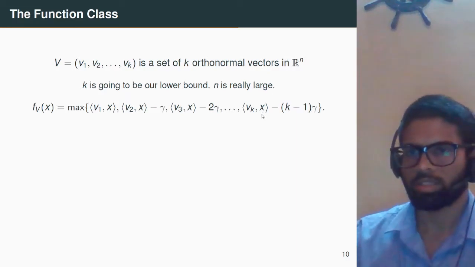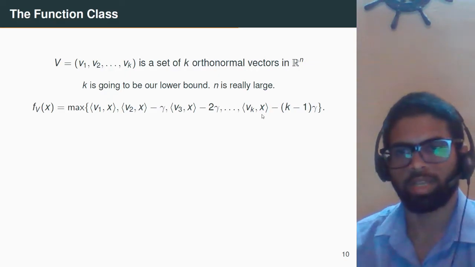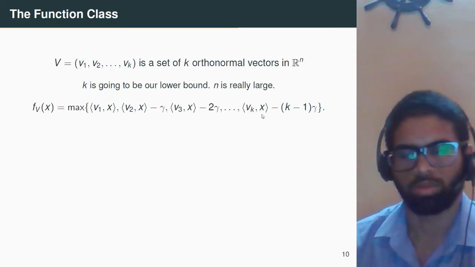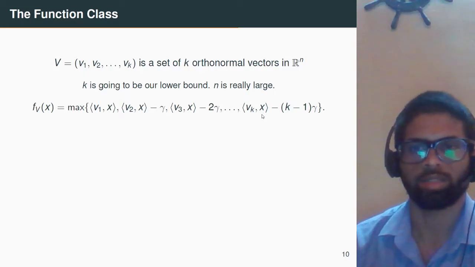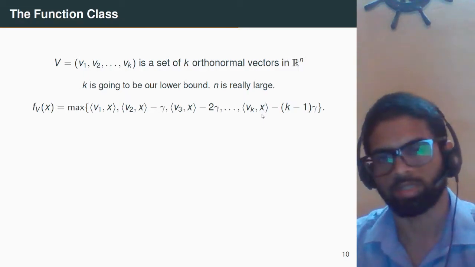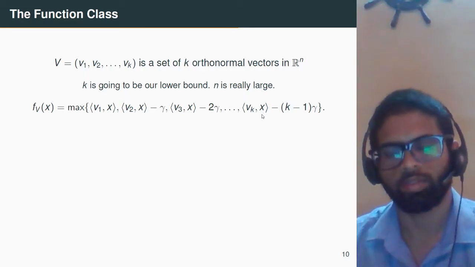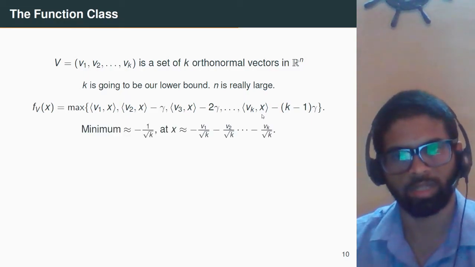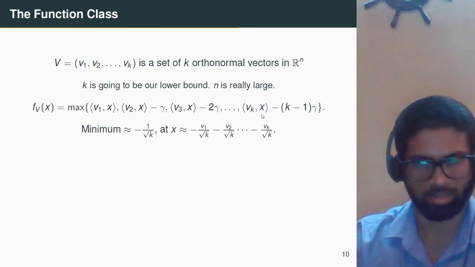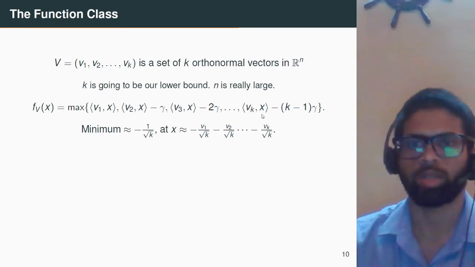And another way to look at this function is that we're rotating our input uniformly at random in n dimensions before then applying the same function on it. So it will have the same global properties. Its minimum will still be at minus 1 by square root k, and the point will be the same point appropriately rotated.